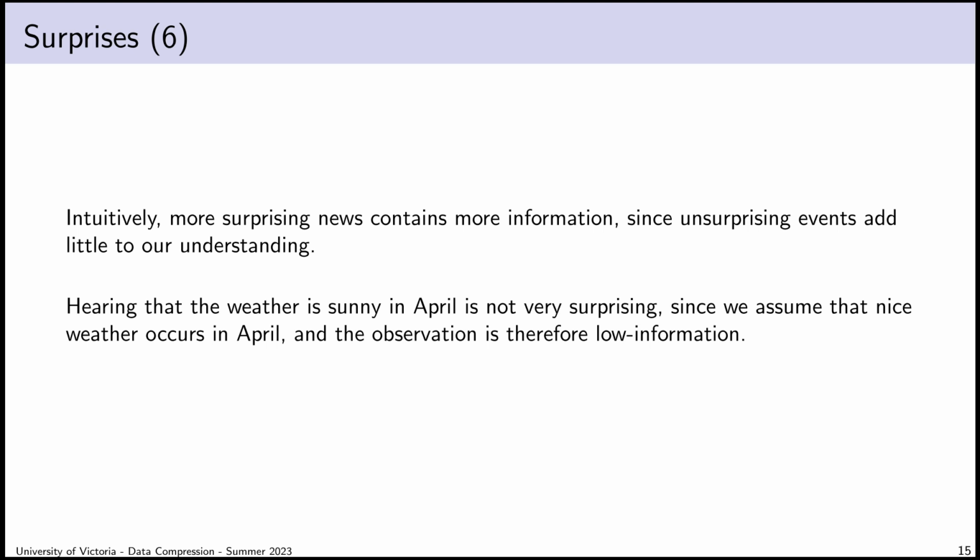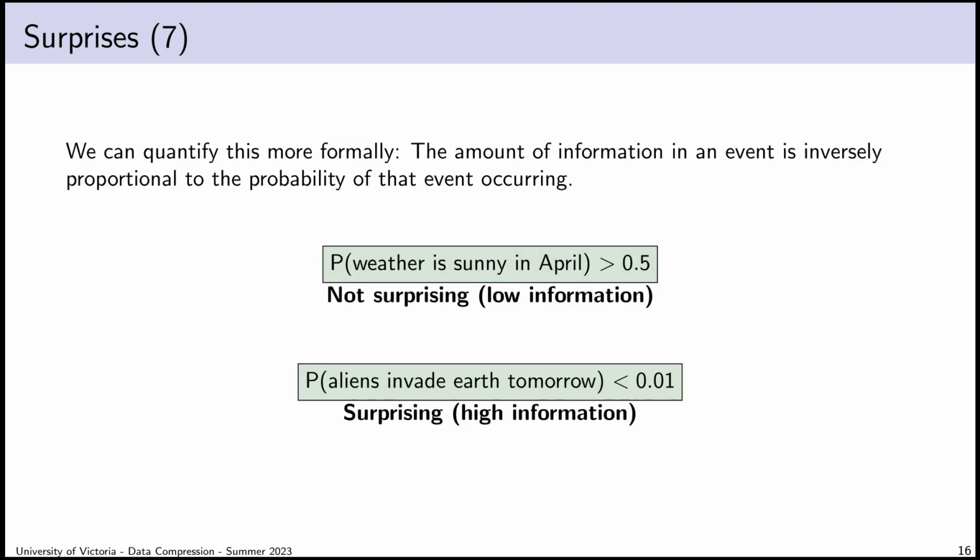So intuitively, more surprising news contains more information, and unsurprising events, because they don't add much to our understanding, they're predictable, and change little about our view of the world, contain less information. And so we can actually begin to quantify that more formally.